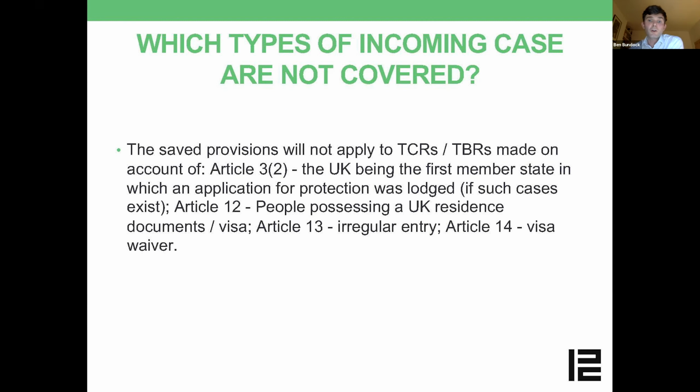The ones that aren't include those where the UK is or might be responsible under Article 3.2 or Article 13, which would be, for instance, if someone has passed through the UK onto another member state and that member state is trying to return them to the UK because they came through the United Kingdom first and made a protection application. So those aren't covered by these provisions, it's just family cases.